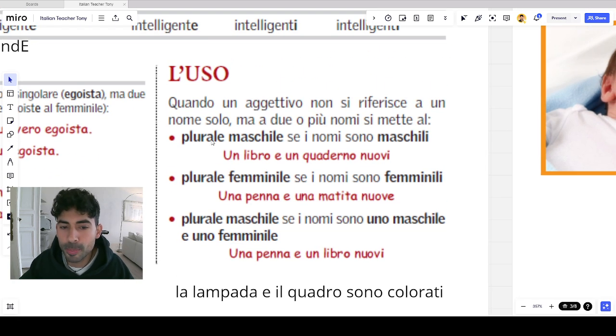Here we have an example where both nouns are masculine. So if both are masculine, it's easy. You will use the plural masculine. Un libro e un quaderno nuovi. A book and a copybook, new.